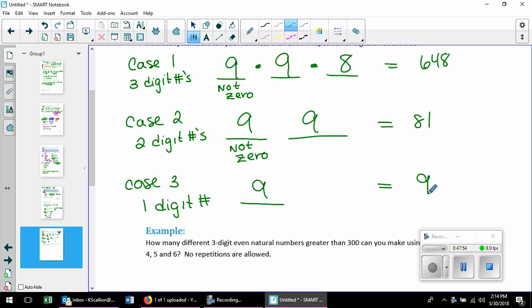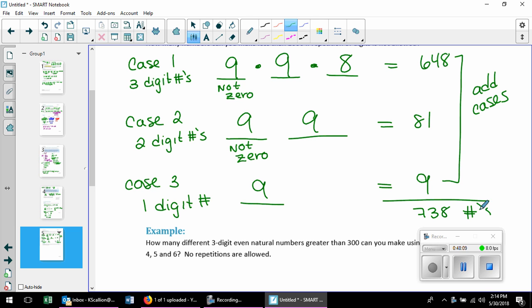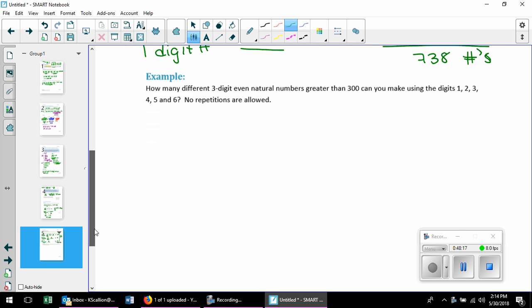So when you have cases, you add the cases together. So that's going to be 738 possible numbers. You knew it? Awesome.